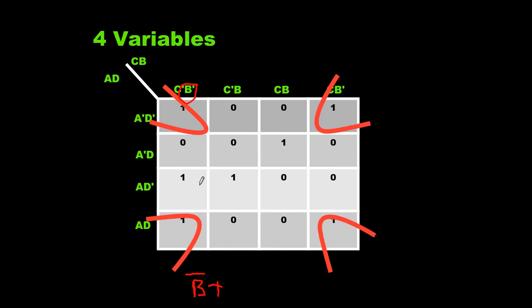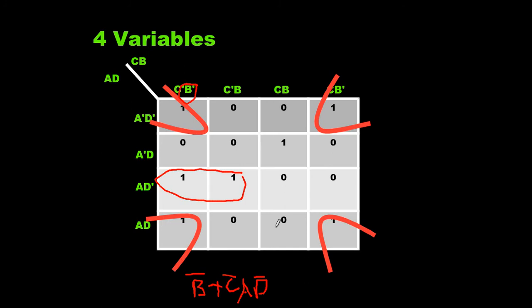I can take those two, yeah? What do those represent? What's common? Is B not common? No. C naught is common. Here, this and this have C naught, and what? AD naught is common also. AD naught is common. This and C naught.